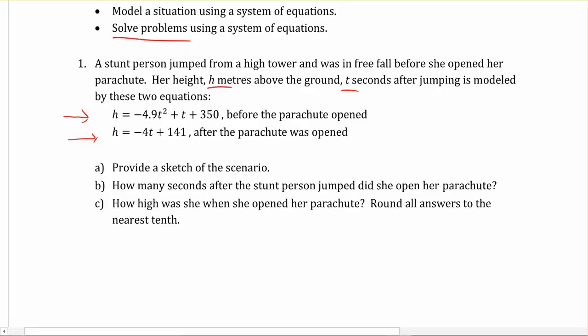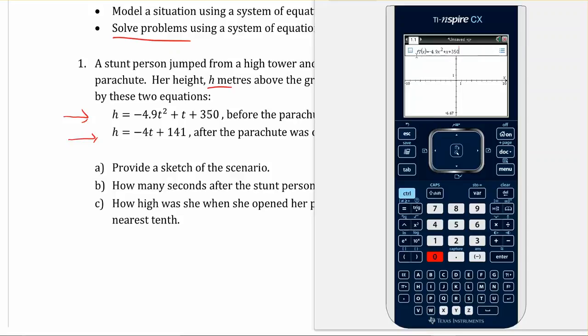We can do this a few different ways. You could do it without putting it in your calculator, but probably the easiest is to actually put it into your calculator. So if you plug the first one in, f1 of x is equal to negative 4.9 x squared plus x plus 350, you get a line that looks something like that.